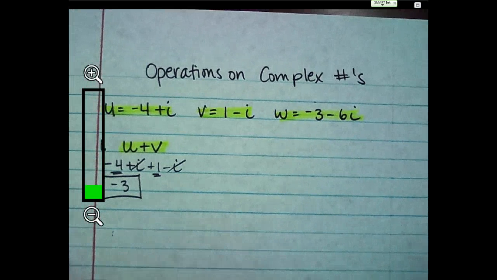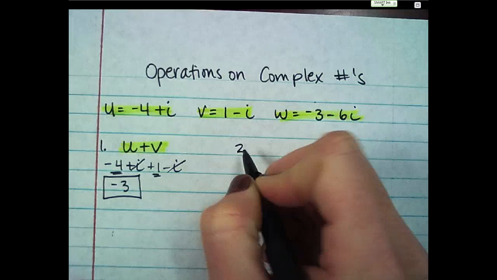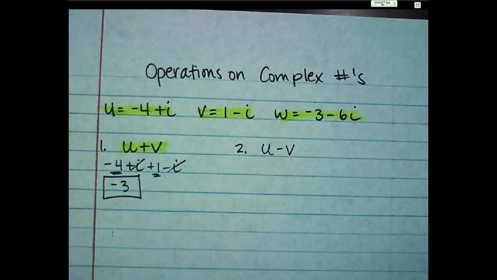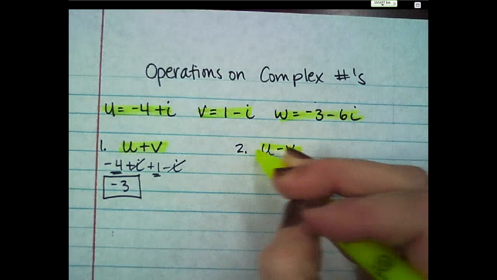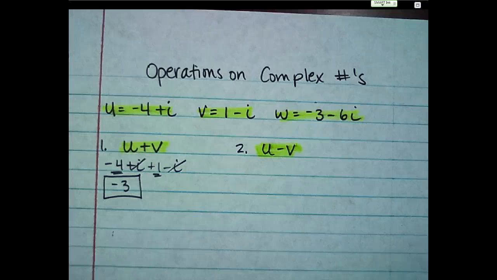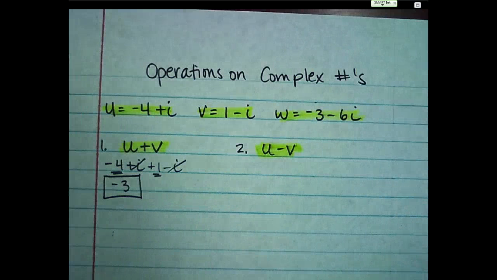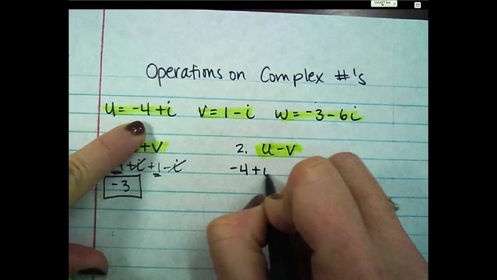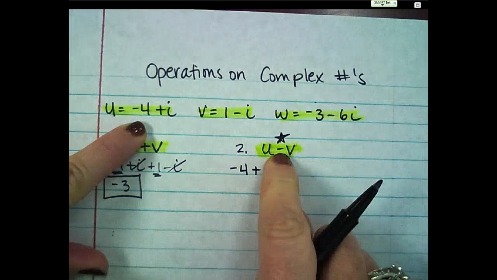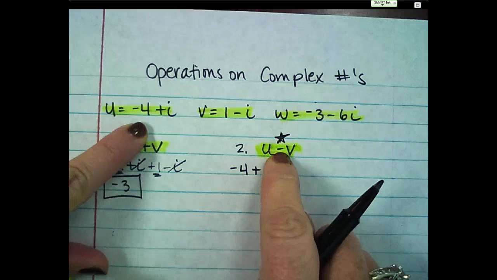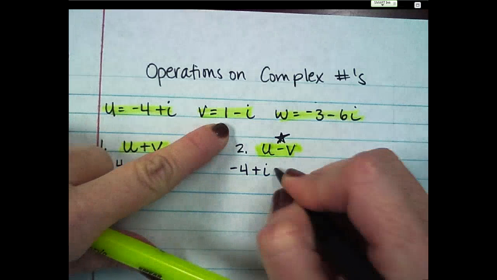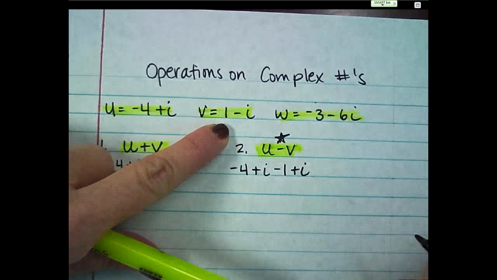Okay, now number 2. Number 2 is the one where you're going to make your mistakes all the time. It looks pretty straightforward and easy, but it's the minus that will throw you off every time. u minus v. And guys, if I want a minus v, it means I want the opposite of everything that's v, right? So I'm going to write my u down, which would be -4 plus i, and put a huge star right here so we don't forget the minus. I want the opposite of v. So that means v is 1 minus i, so I want -1 plus i. The opposite of everything.